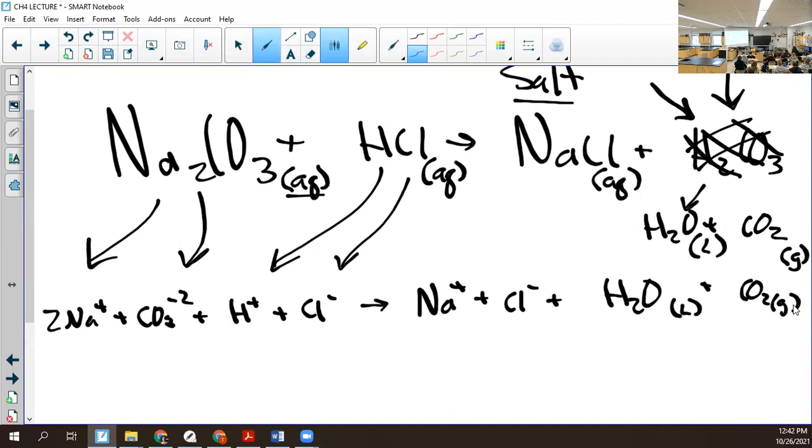Then I go to town with my red X's and get rid of anything that is exactly the same on both sides of the arrow. So tell your partner what things are exactly the same on both sides of the arrow.